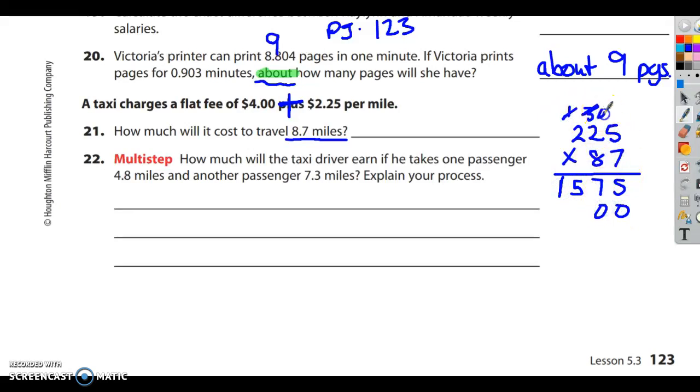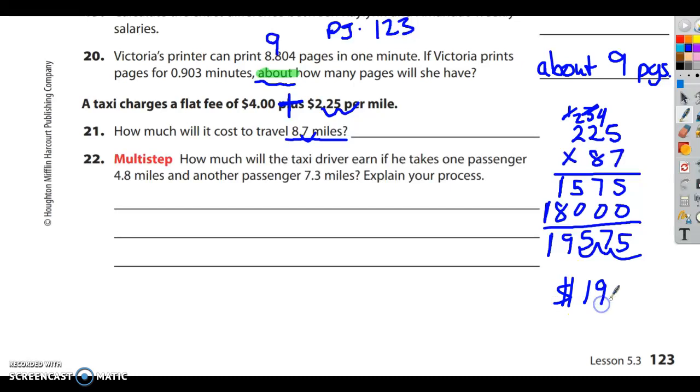8 times 5 is 40. 8 times 2 is 16, plus 4 is 20. 8 times 2 is 16, plus 2 is 18. Get 5, 7, 5, 9, 1. And I'm going to count over 1, 2, 3 spaces. And that looks like $19 and 575 cents, but that doesn't make sense because in money we don't go that far, so we've got to erase this. But as we erase it, we need to recognize that a 5 would round up, so it's not going to be 57, it's going to be 58. So it's going to be 1958. That's the answer to $2.25 times 8.7 miles.